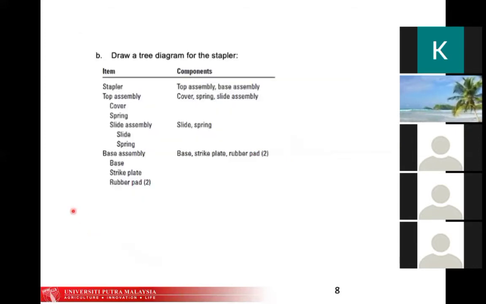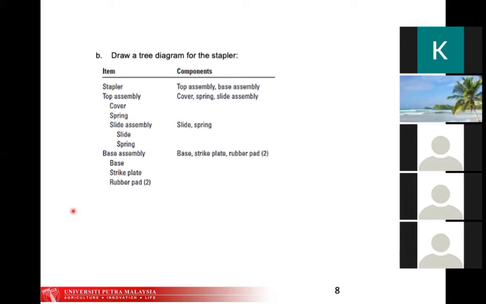Okay, next is Jeffrey Zain. Assalamualaikum and good evening to everyone. So I will present question 2B: draw a tree diagram for the stapler. Before that, my name is Jeffrey Zain Abdul Rashid, matric number GS35889. So for question B, draw a tree diagram for the stapler.